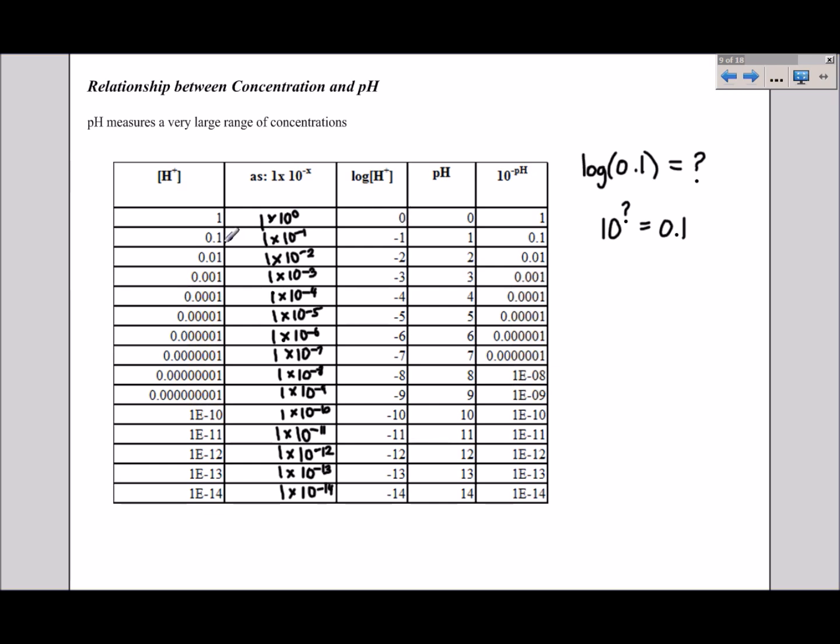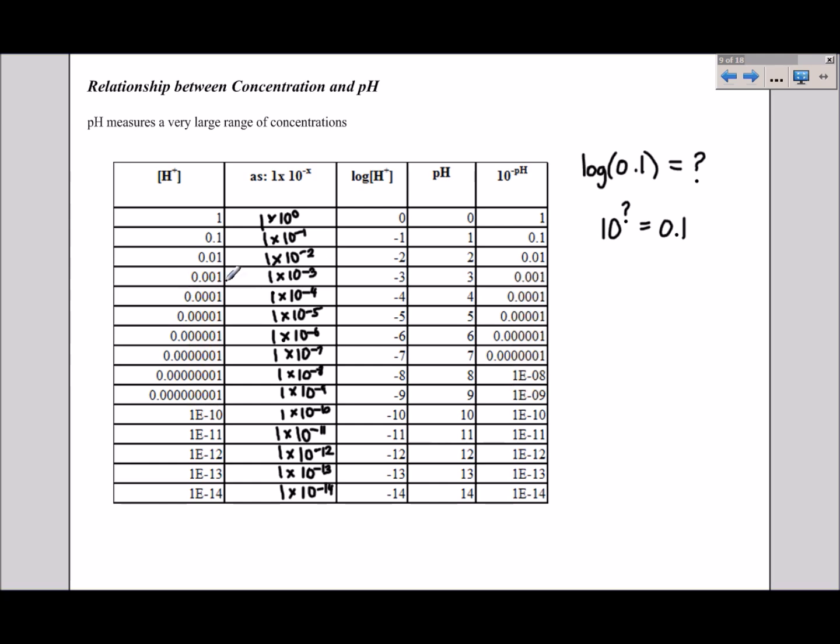The number 0.1 in scientific notation is 1 times 10 to the negative 1. So in order to retrieve this number, the log of 0.1 is negative 1. The log of 0.01 is negative 2, because 10 to the negative 2 is equal to 0.01, so 10 needs to be raised to the negative 2. You can try it in your calculator.